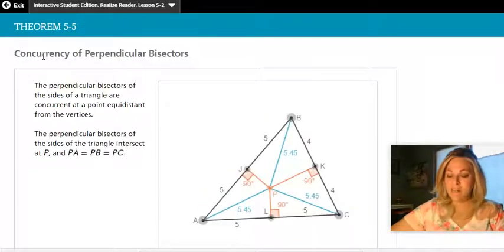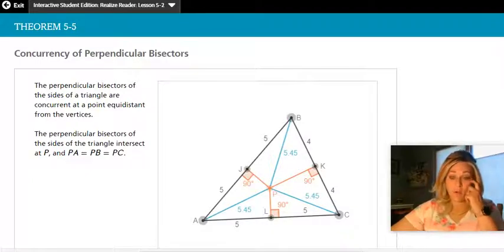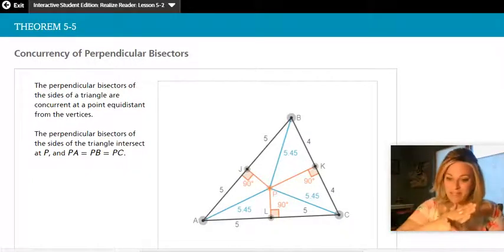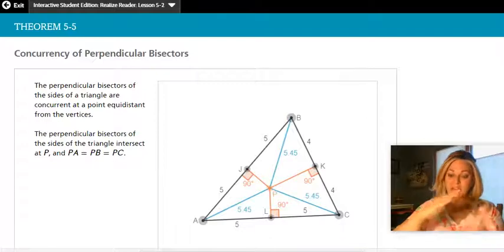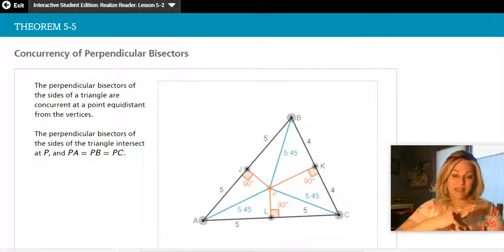Concurrency. We're going to talk about concurrency. And honestly, points of concurrency is where all the points come together. So it's 3 or more lines come together to make one point, I should say. So it's where several lines or intersecting rays or segments come together into one actual point.